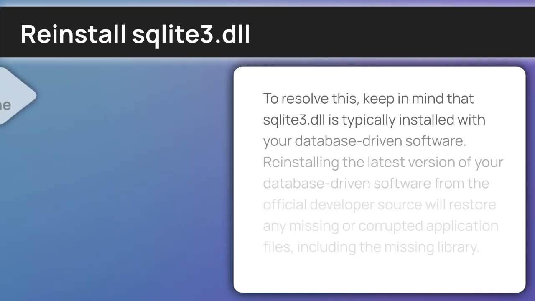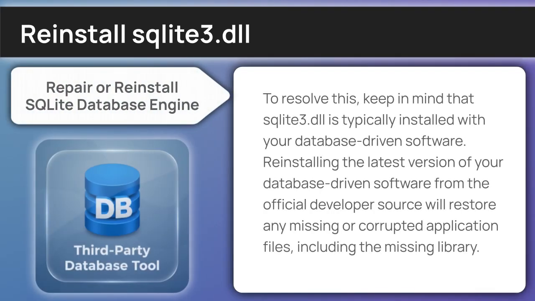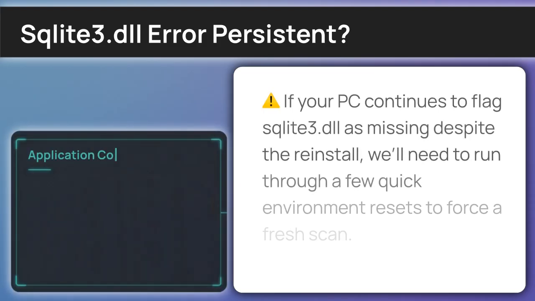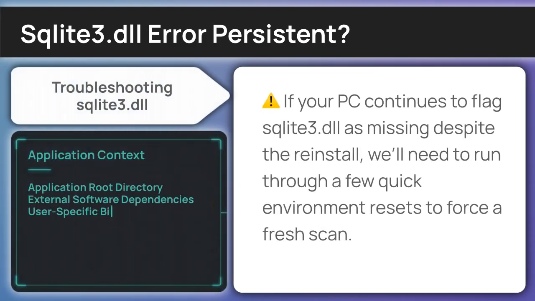This issue indicates a structural problem within your database-driven software's installation. Reinstall the latest version of your database-driven software from the official site to restore the Sqlite3.dll safely and ensure all registry links are updated. In the event the error remains visible, it indicates we need to verify the environment's ability to register new shared resources.